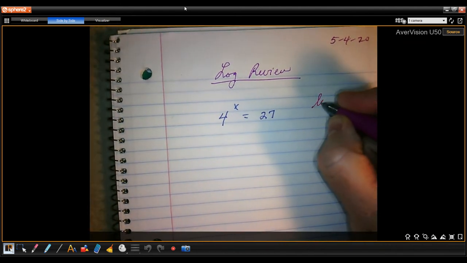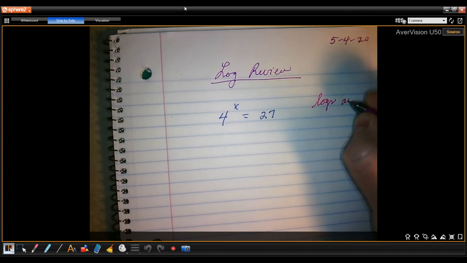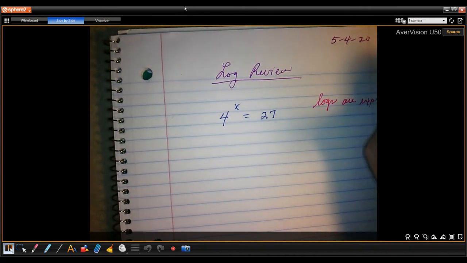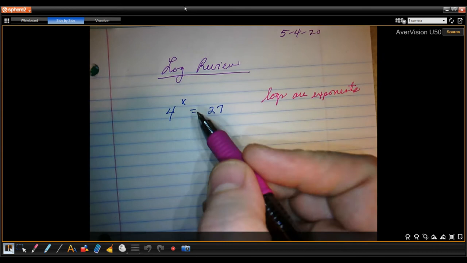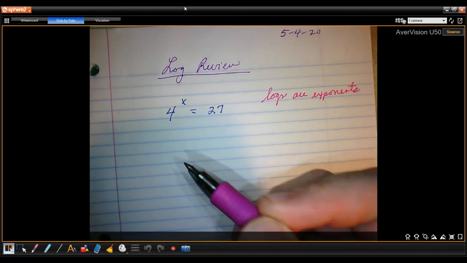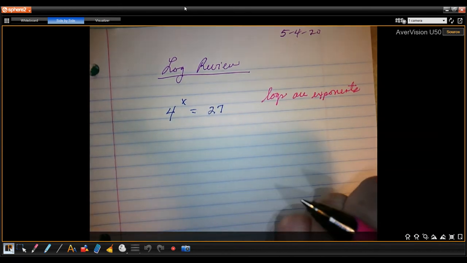So that's why we say logs are exponents. And you've seen that in the notes. You probably were wondering what that meant. Logs are exponents because it finds the unknown exponent. Then you're probably wondering what this was. I called it around the world. That's how I think about it.